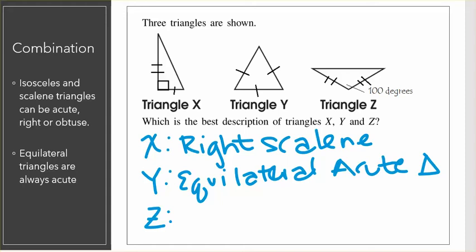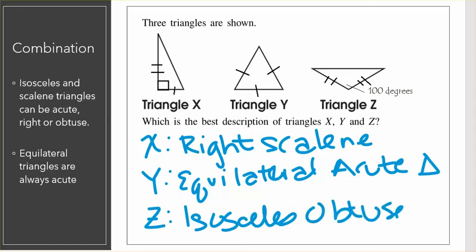And how about Z? In Z, the left and right sides are marked the same. And there's a label that tells me that angle is 100 degrees. Two equal sides means an isosceles triangle. Since I have an angle bigger than 90, my triangle's obtuse. So Z is an isosceles obtuse triangle.